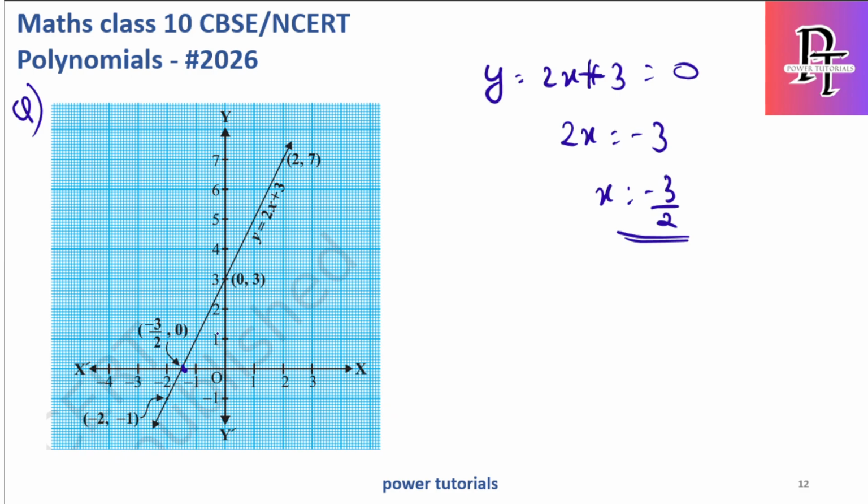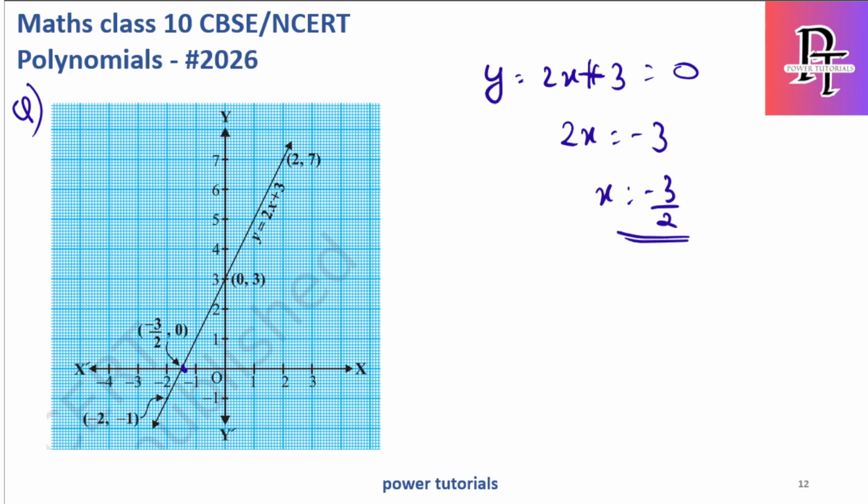So as I told you, the 0 of any equation, if you draw the straight line, mark the points properly and mark a straight line, then wherever it is touching the x-axis, that is nothing but the 0 of that polynomial. Here using the equation I got minus 3 by 2, and here also I found the same point, it is minus 3 by 2 comma 0. Okay, this is for linear.